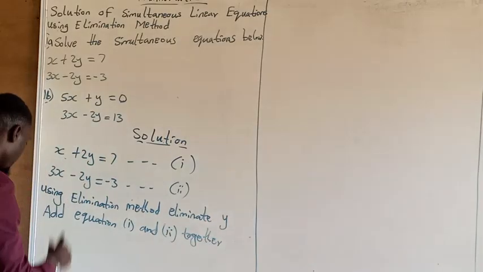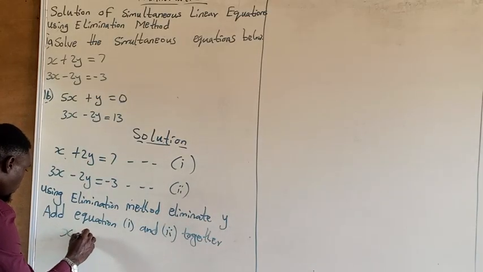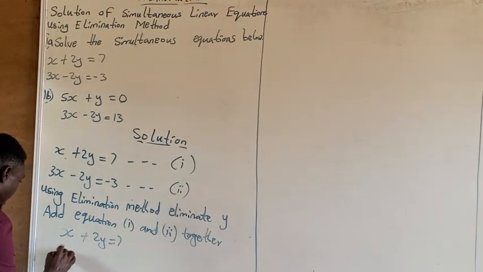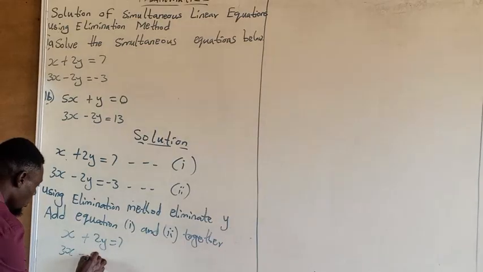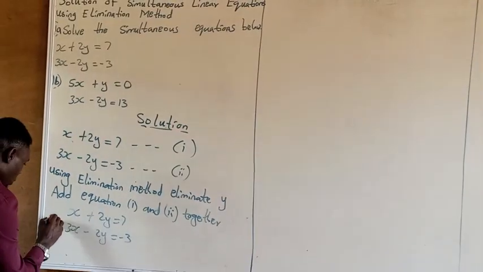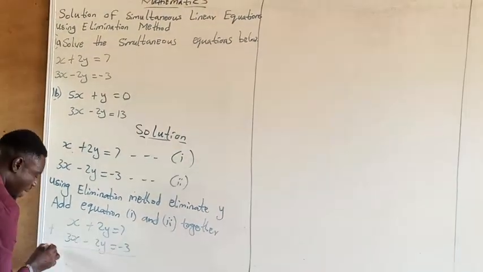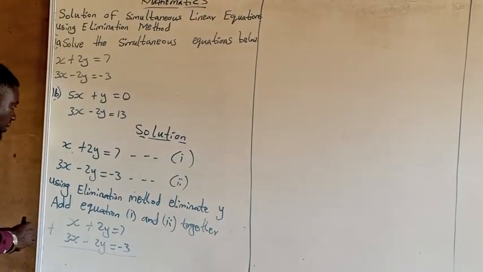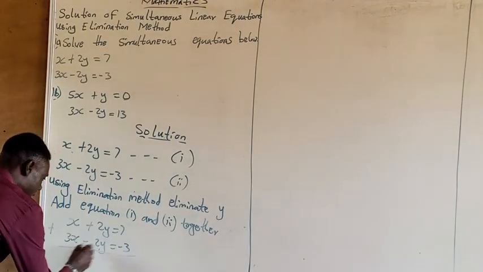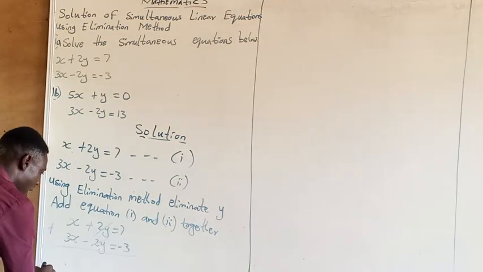All right. So what do we have? We bring back the equations. We have x plus 2y is equal to 7, and 3x minus 2y is equal to minus 3. Now, we have to introduce a positive sign. Remember, we say let us add the two values together. So we add these two. You see that the y terms will cancel out.